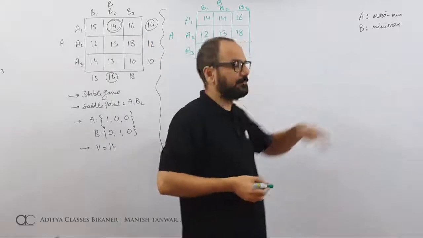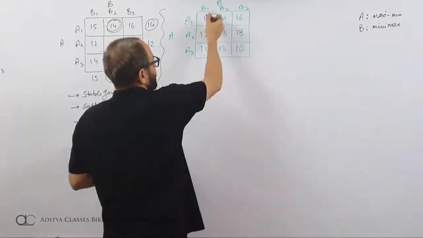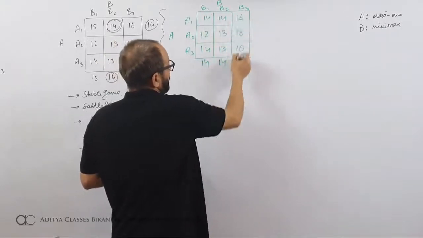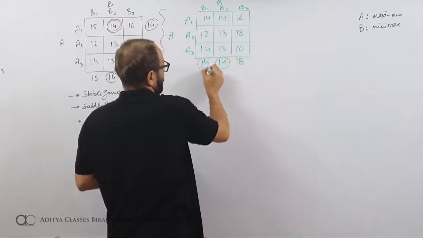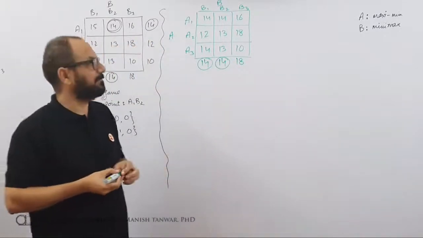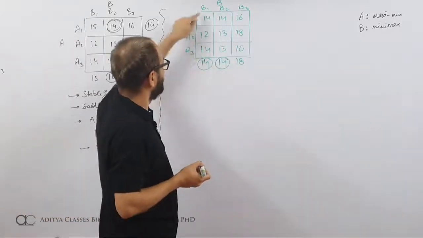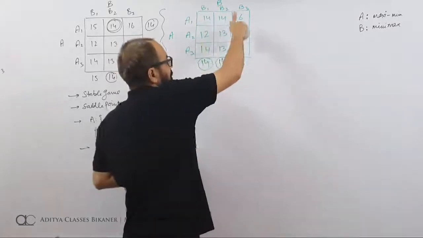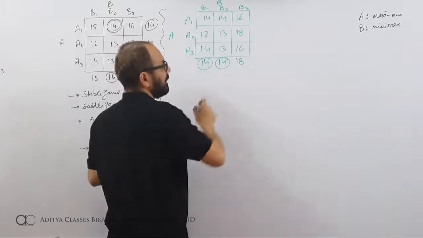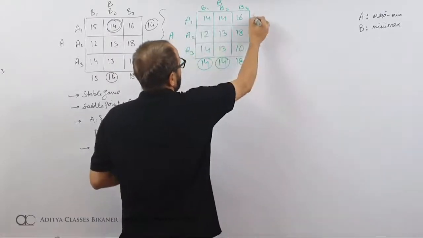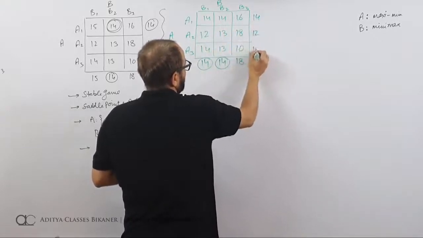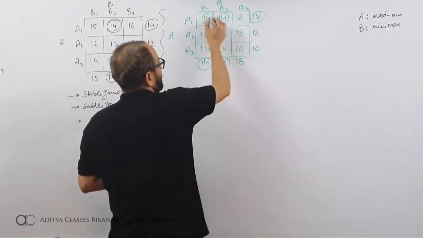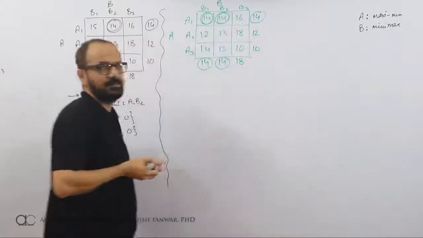B goes with minimax. Minimax is the minimum from maximums. Taking the maximum of each row, from these maximums I pick the minimum. The maximum is 14, this or this, and the other maximum is 18. Column wise, I'm checking the maximum from minimums. This 14 could be either this 14 or this 14. These 14s are pointing at this 14 or this 14.